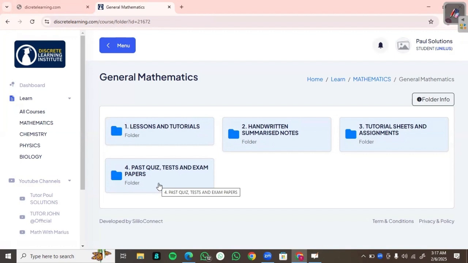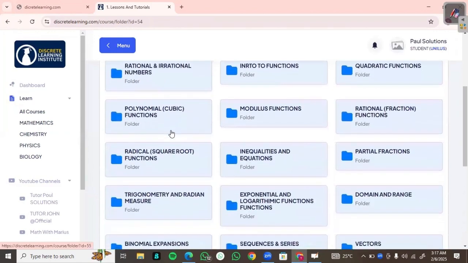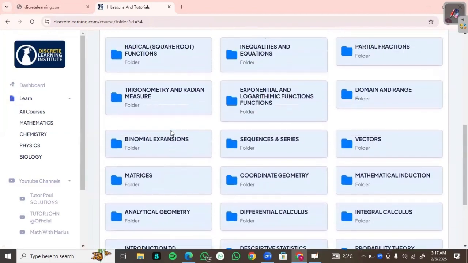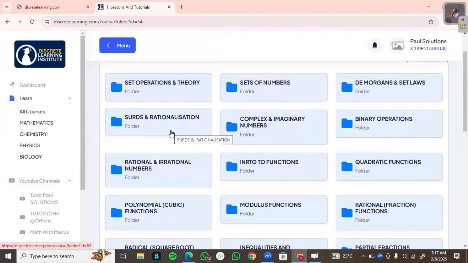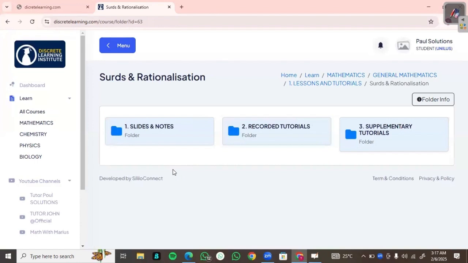Okay, so the setup is the same. Even if you go in the chemistry folder, the biology folder, the physics folder, any folder that you go into, you're going to find the same. So if you go in lessons and tutorials here, you're going to find all the topics that you can have in math. So you can see there are a lot of topics, right? So let's say, for example, I want to learn maybe SADs and rationalization. So I'll click SADs and rationalization there, and then I'm going to find 3 folders.